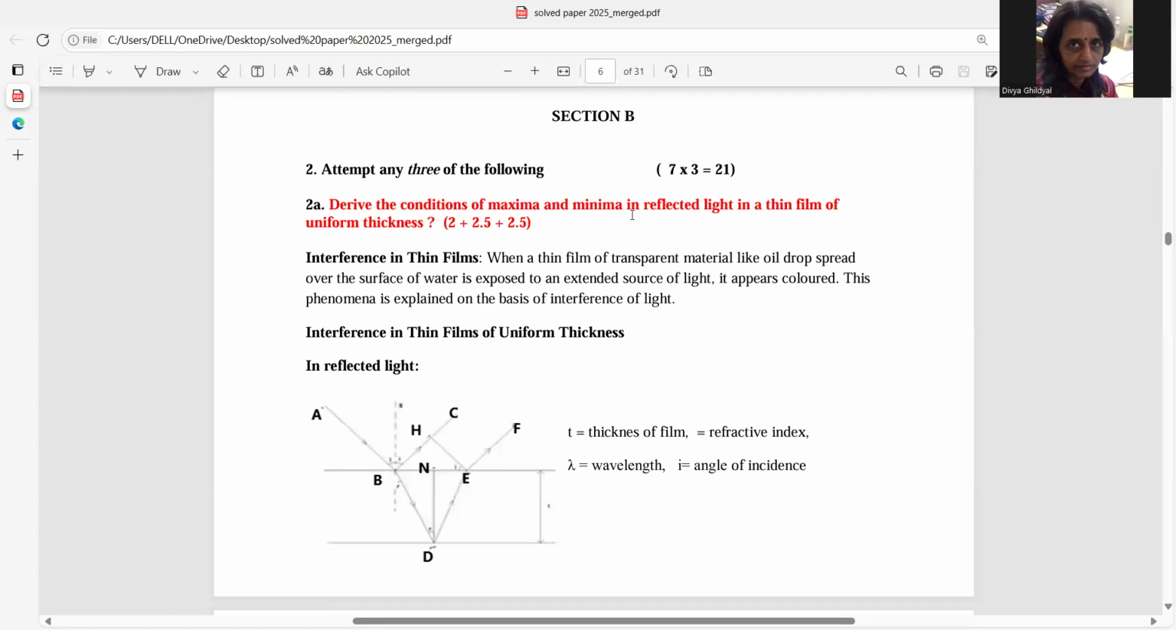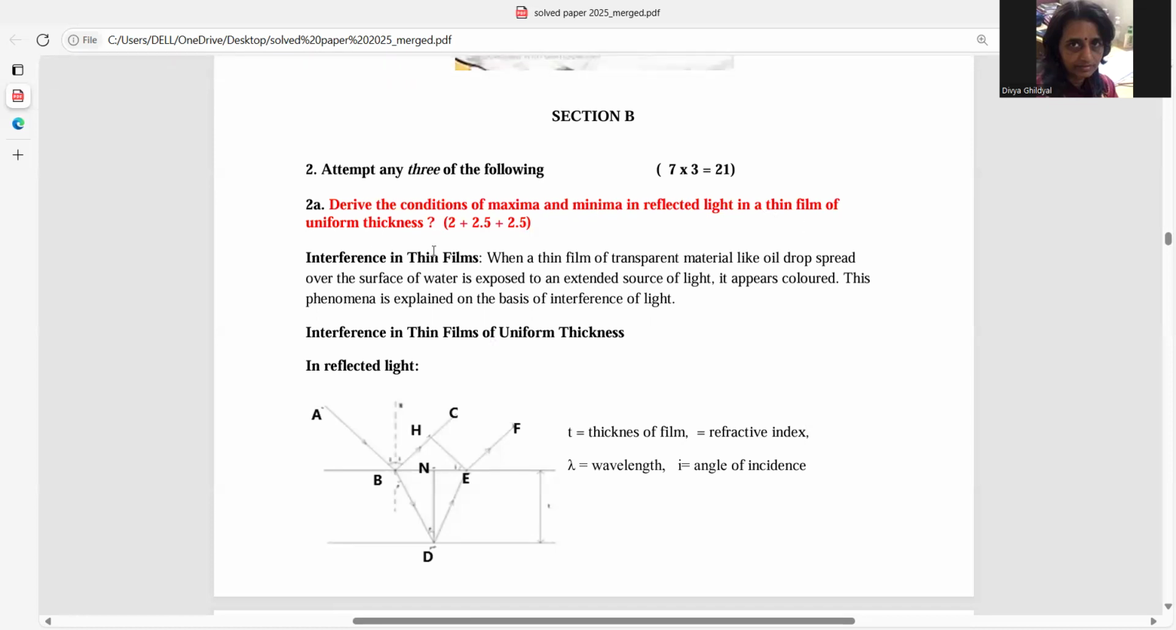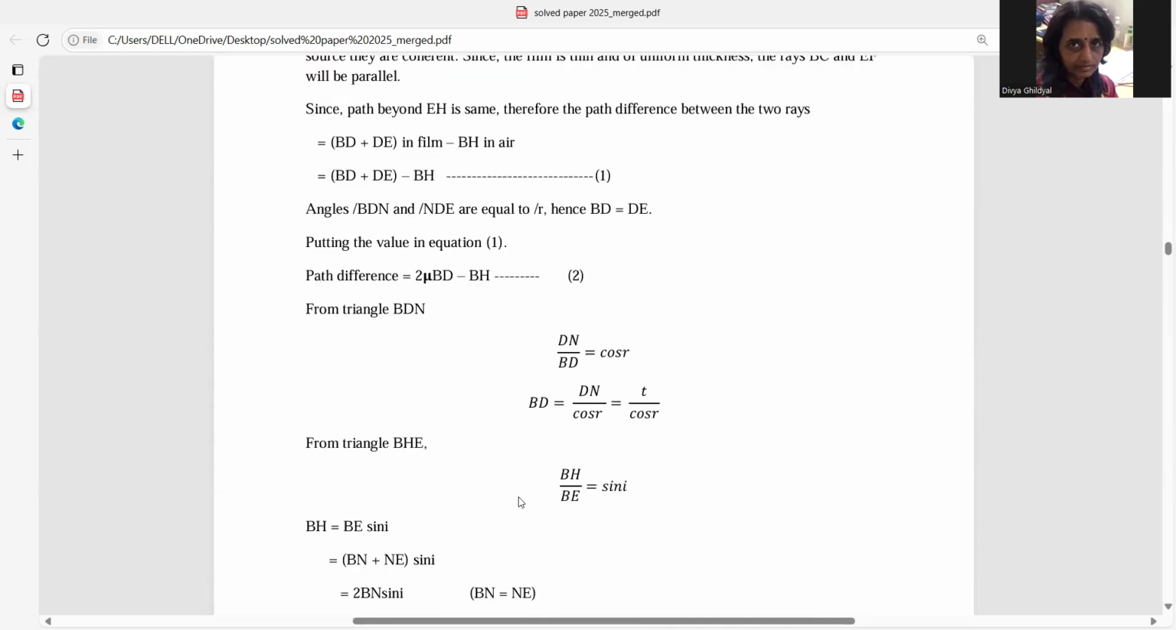The condition of maxima and minima in reflected light in a thin film of uniform thickness. They are asking you a 7-mark question where you have to tell about the condition of maxima and minima. So first you will have to derive the equation of path difference. You can make this diagram self-explanatory if you want to skip the detailed explanation, because your question is concentrating on maxima and minima. So the diagram is necessary with a small self-explanation.